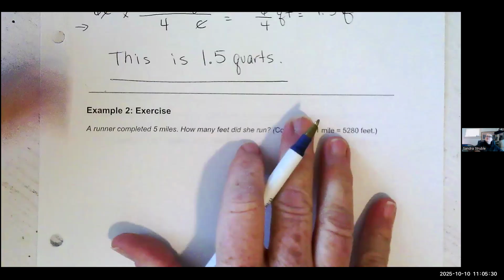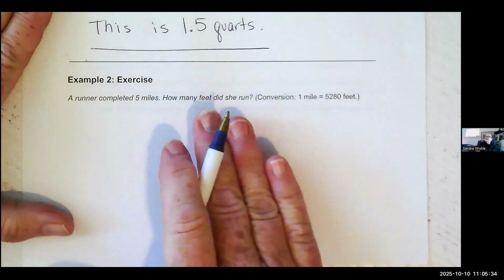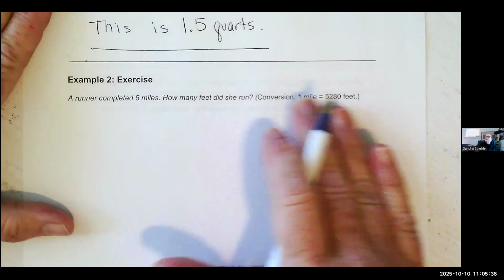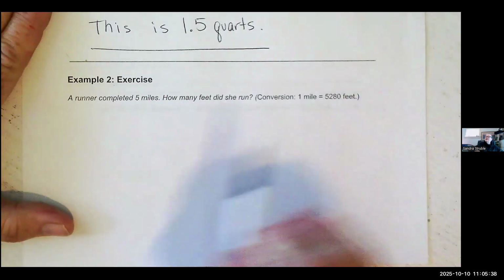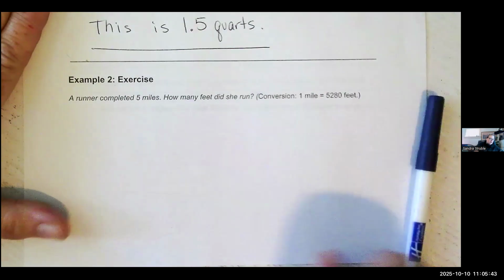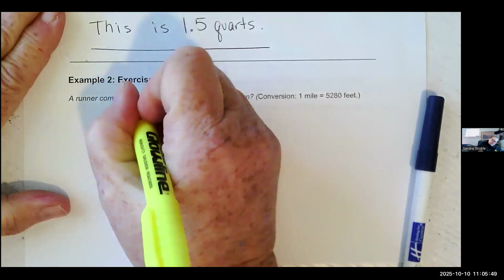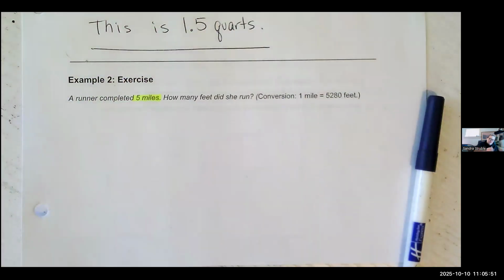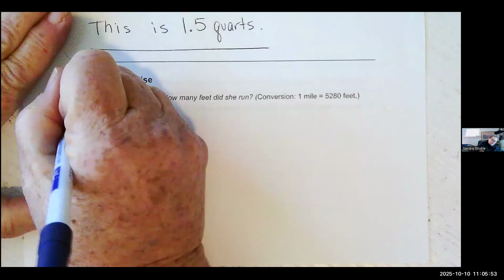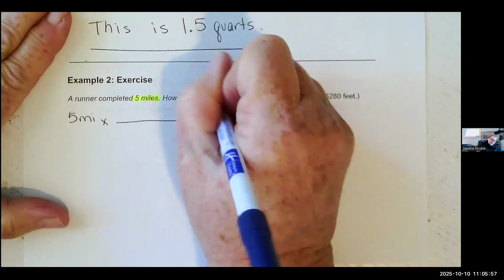This one has to do with exercise. A runner completed 5 miles. How many feet did she run? We have a conversion over here that 1 mile is equal to 5,280 feet. You've seen this one before. Always start with what you're given. Try this one yourself. Come back to see how you did. Start with the 5 miles, and we're going to convert to feet.